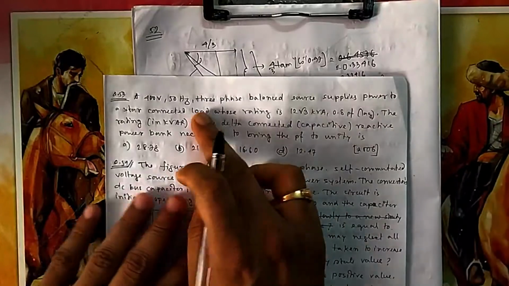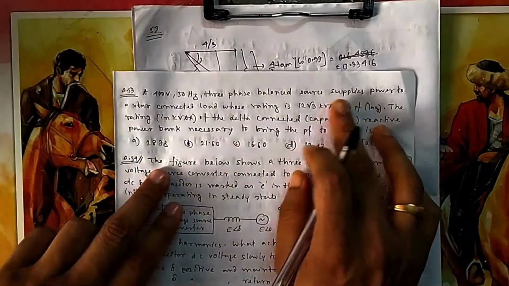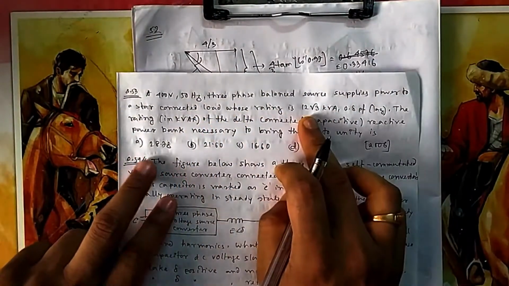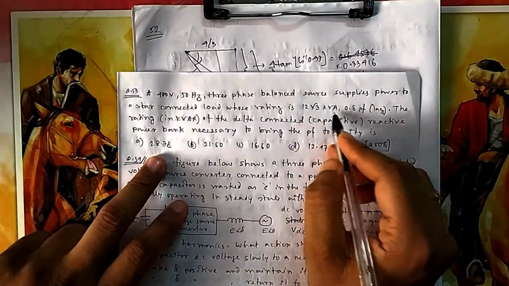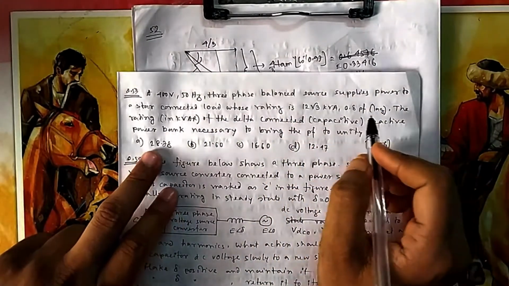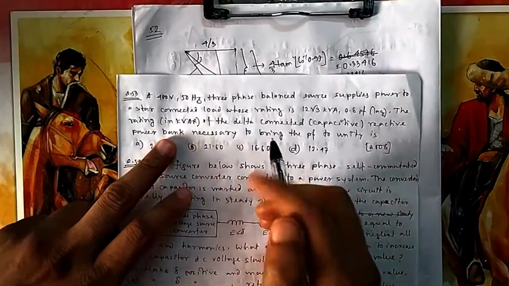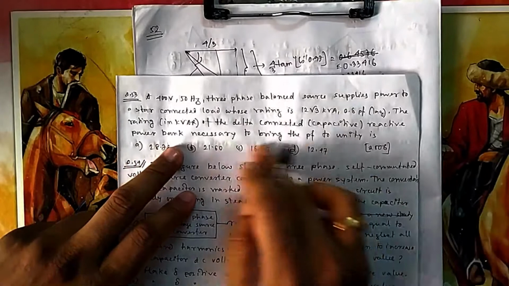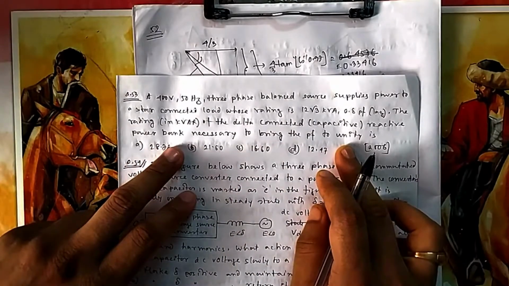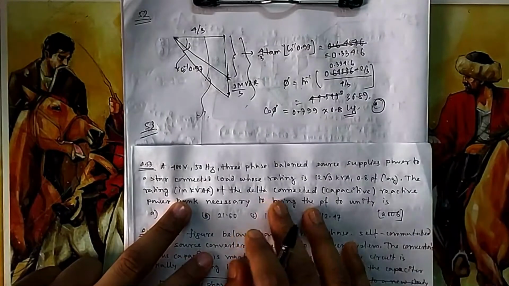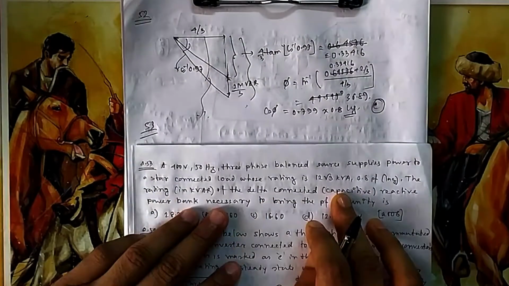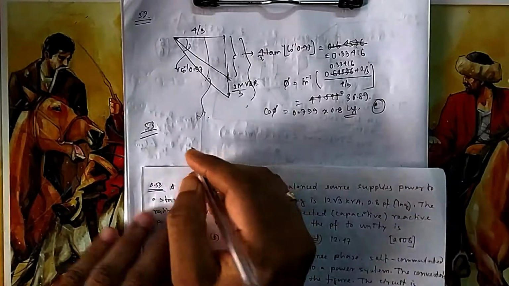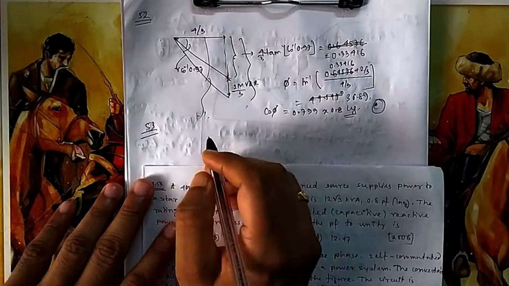A 400 volt 50 Hz 3-phase balanced source supplies power to a star connected load. Rating is this much, 12√3 kVA, this much lag. The rating in kVAR, only rating they are asking, of the delta connected capacitive reactance power bank necessary to bring the power factor to unity. It is only star connected load they are asking. Okay, and delta connected they are not asking capacitor, only kVAR. So let me think how much kVAR it is drawing.